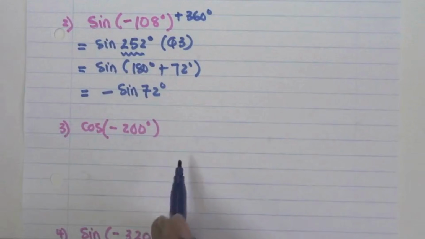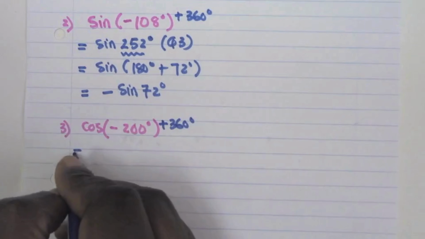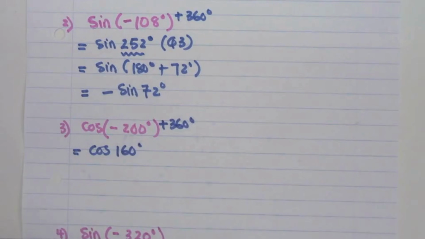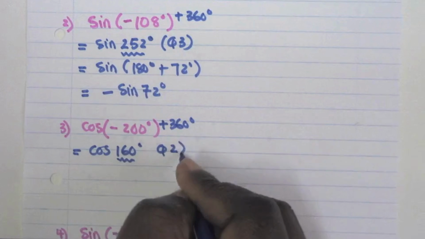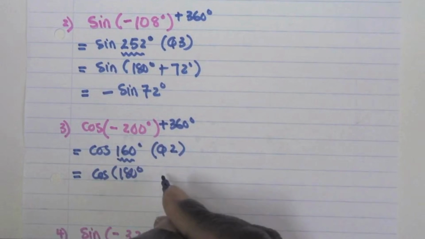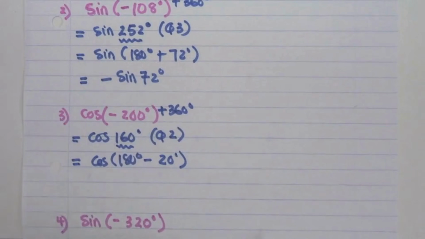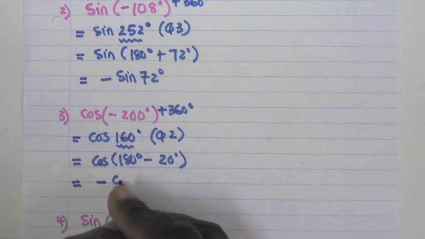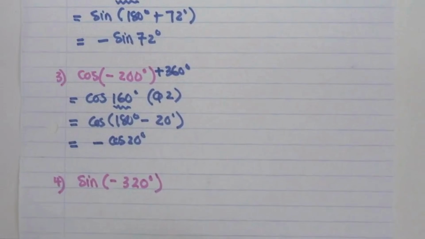I can also see a negative angle here. So my first step, I must add 360 degrees. And if I do that, I'm going to get cos of 160 degrees. And 160 degrees is an angle that is in the second quadrant. And I can rewrite it as, and my final answer is going to be negative cos 20 degrees, because in the second quadrant, cos is negative.